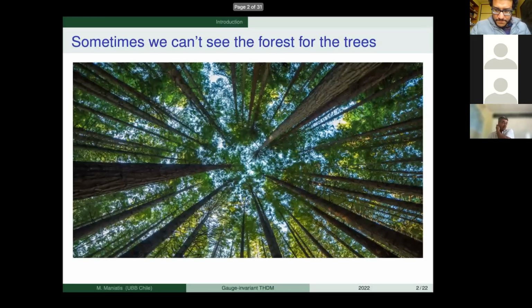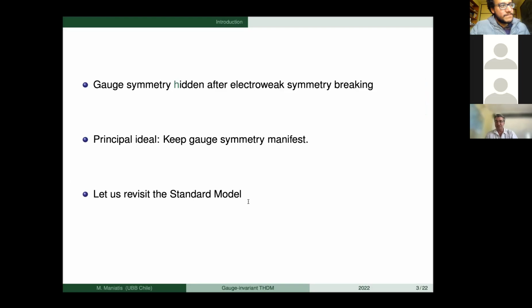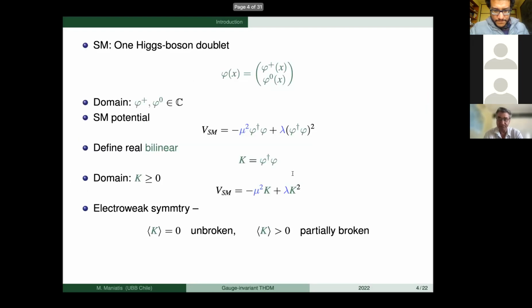As we all know, we can't see the symmetries sometimes. And in physics, this means that you all know that the gauge symmetry is hidden after electroweak symmetry breaking. The principal idea I want to show is to keep the gauge symmetry manifest. And let me show you what you all know from the standard model, how it looks there.